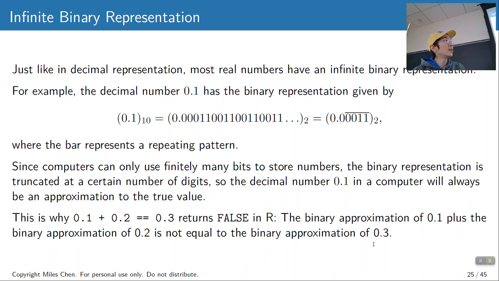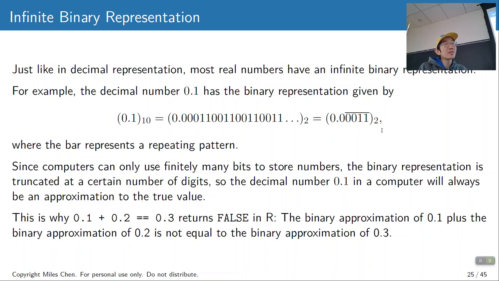So this is kind of the crux of the issue, is that most real numbers have infinite binary representation. So something like the decimal value 1/10, 0.1 in decimal, in binary is represented with 0.00011001100011, and you have this 0011 repeating forever and ever and ever. Kind of like if you wanted to represent 1/3 in decimal, you have to have a bunch of 0.33333 with the threes repeating forever. In binary, you have a bunch of zeros and ones repeating forever.